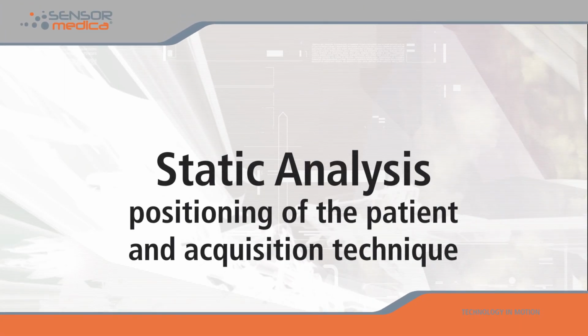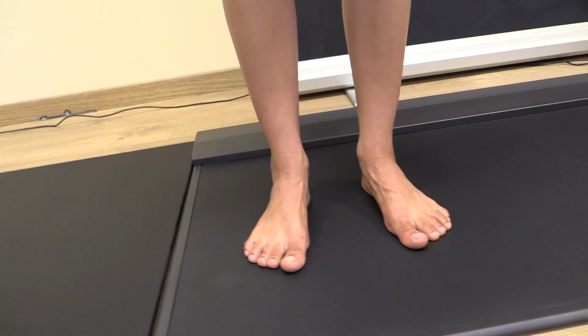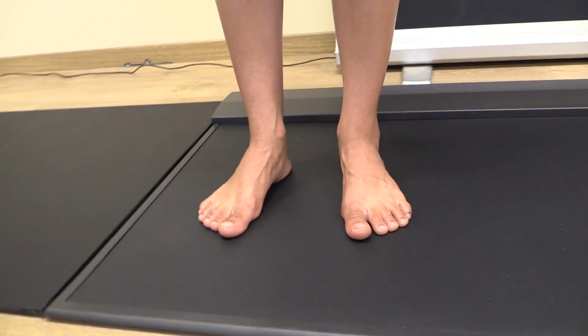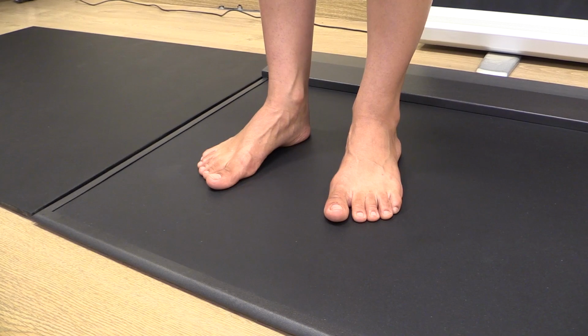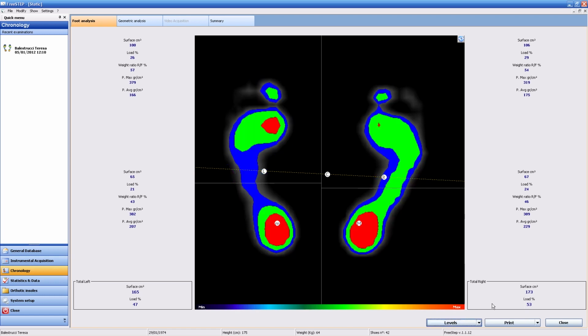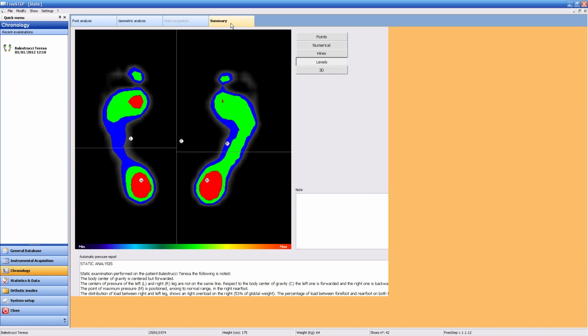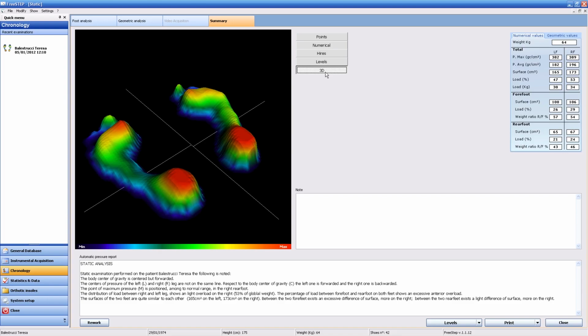Baropodometry, positioning of the patient and acquisition technique. Static baropodometry is an exam by which we measure the ground pressure of the supporting foot while standing. The exam may be carried out either with shoes, in order to test the effects of the footwear or of the orthotic insole in it on the foot alignment, and without shoes, in order to test the real ground pressure of the bare foot.